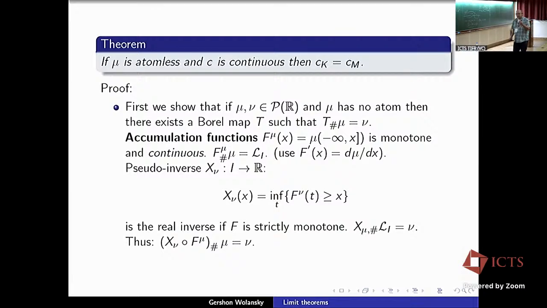Well, of course, if mu has an atom, then T push forward mu will also have an atom in the image of weight at least as the atom of mu, because T pushes one point to one point. It cannot break an atom. So having an atom for mu is a very strong restriction on the values of the measure that T can push mu to.